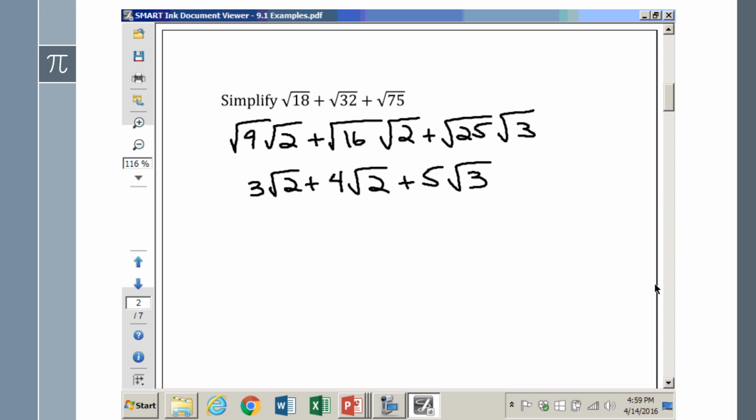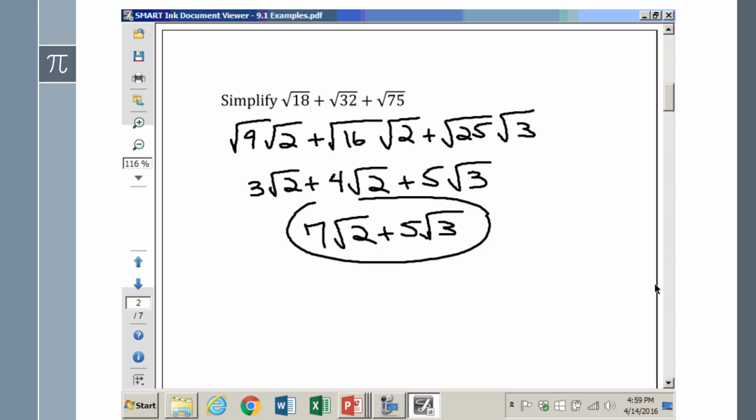So we're not going to combine unlike terms. In this case, we have 3 times the square root of 2 and 4 times the square root of 2. This is 7 times the square root of 2 plus 5 times the square root of 3. Our like terms are combined, our answer is complete, and we are simplified.